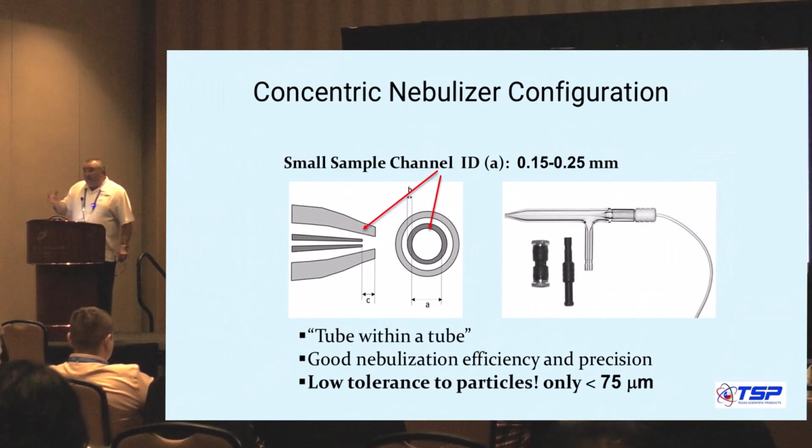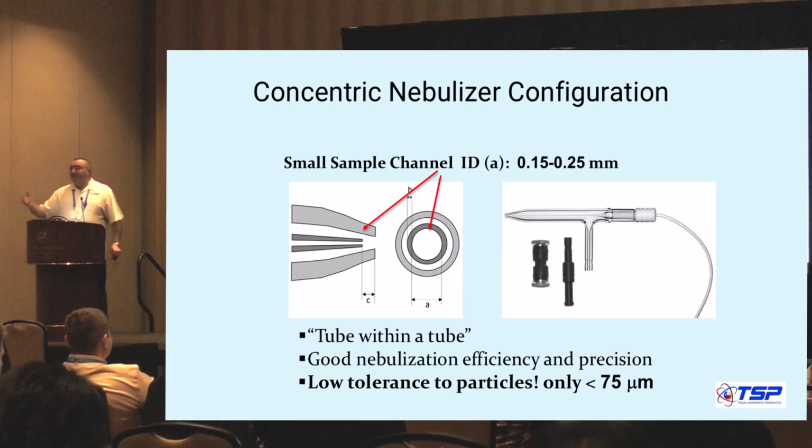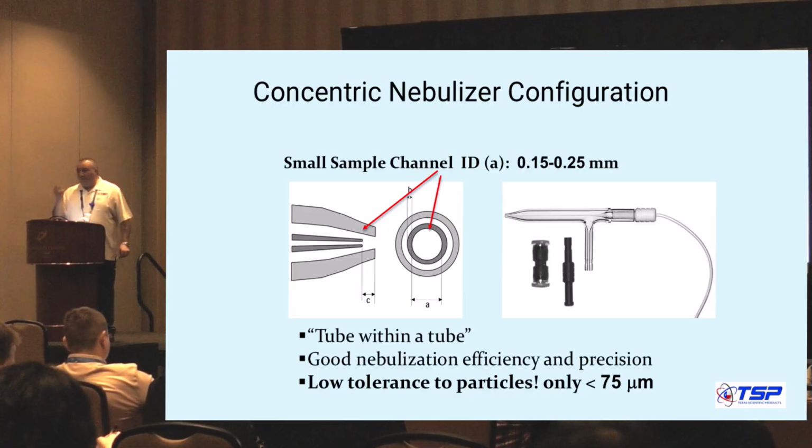So the most common nebulizer that probably comes with the instrument, unless you have a special application, is the concentric type. And that was developed in the last century by Dr. Meinhardt, so some call it Meinhardt type. So it's a basic concentric nebulizer. It works well because people like it for its high efficiency and good precision. But as you heard today, it struggles with two things, particulate content and certain types with salt content as well.